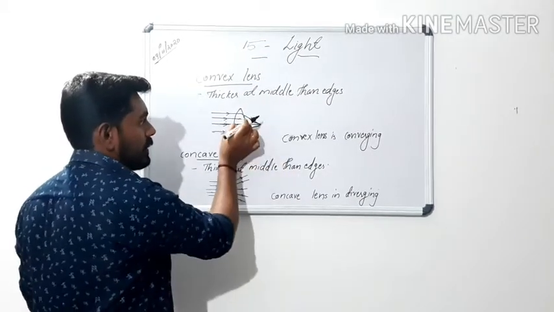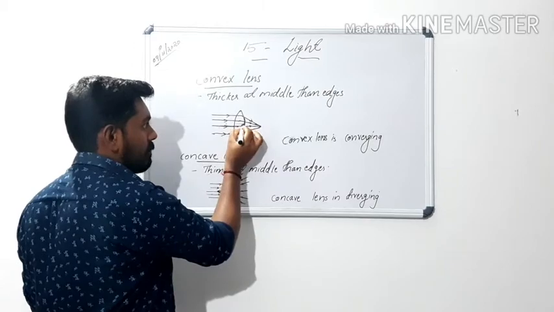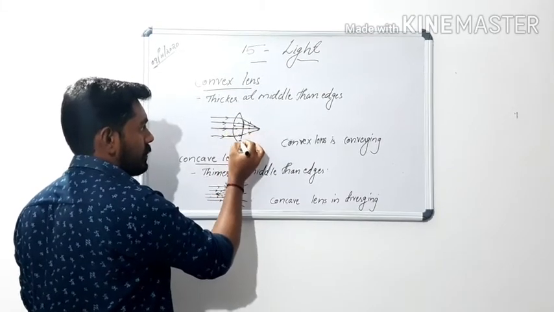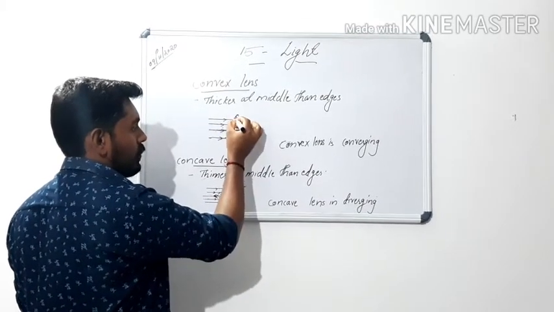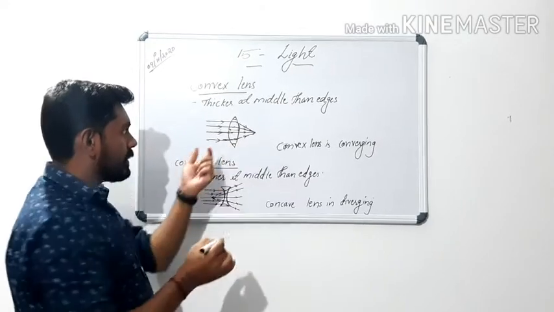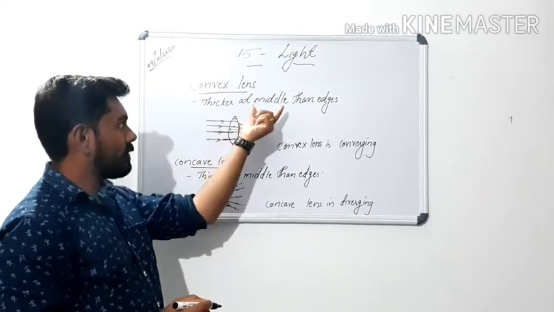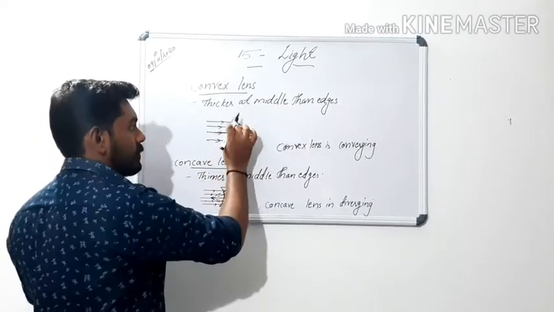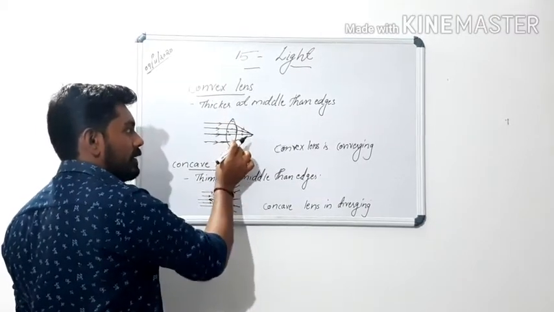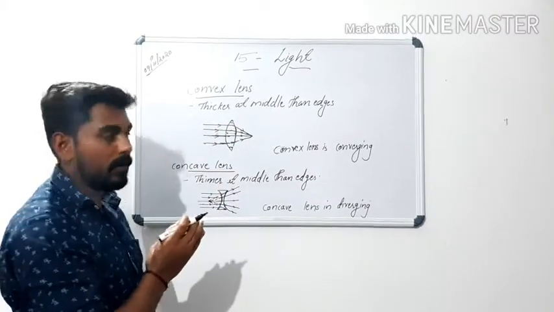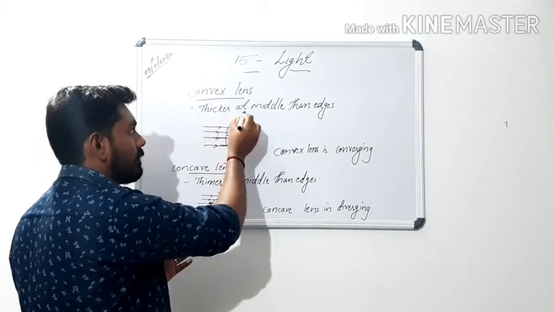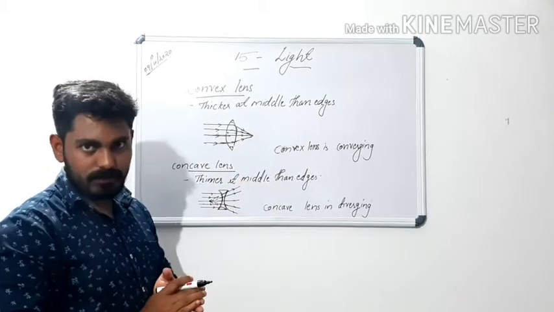You can see here this is the middle, and these are the edges. So it is thicker at the middle than at the edges. The middle is thicker and both edges are thin. That is written here: thicker at the middle than edges.